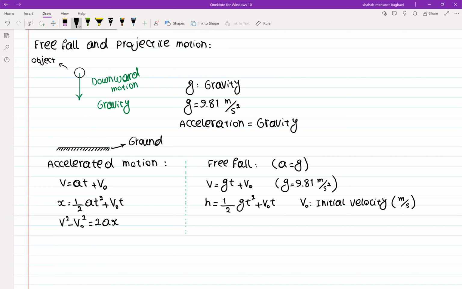The third equation: you have v squared minus v0 squared equals 2 times acceleration, that's g, times displacement, you know, that's height. Therefore, that's 2gh. This is equation number 3. So h is height, and the unit is meters.